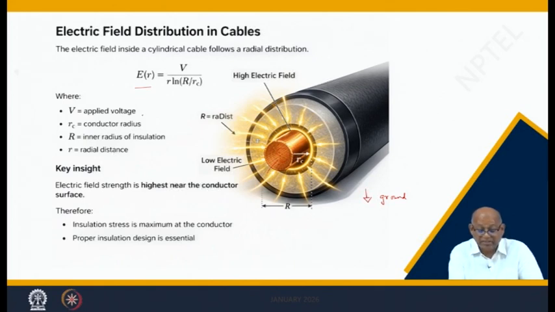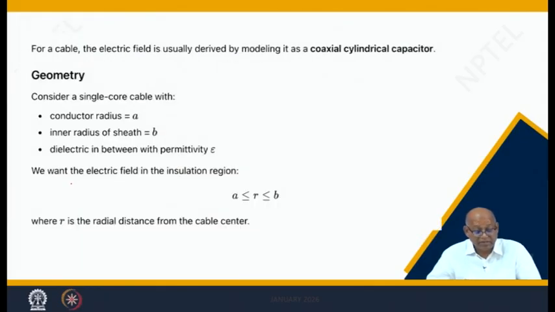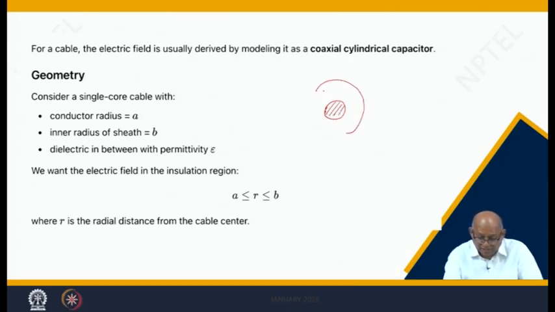Then small r is the distance, at any place the electric field looks like this, V divided by r into ln R by RC. So, how it is done, we can derive this. Let us do this exercise of deriving. Let us consider a single core cable with conductor radius A, and inner radius of sheath B. It is like this. This is the conductor radius which is A, and there is a concentric sheath, and this is insulating material. These are all insulating material.